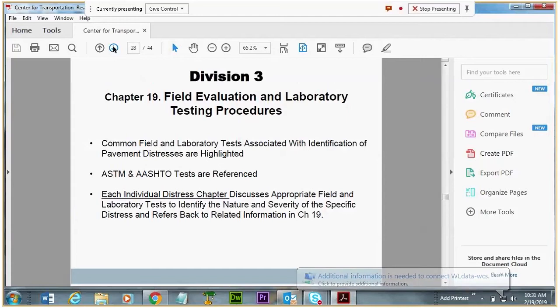This is Division 3, Chapter 19. And it has to do with some of the common field and laboratory testing associated with the pavement distresses that I just talked about. Next slide.